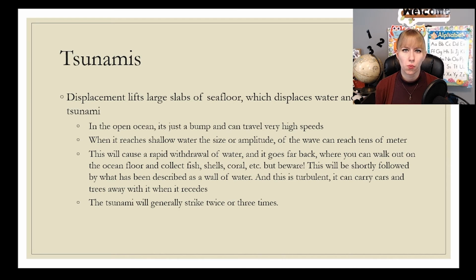But once we reach shallow water, where the size or amplitude of the wave can reach tens of meters in depth, it will cause a rapid withdrawal of water going pretty far back. And it almost looks like you can walk out into the ocean. It looks really cool. You can go and collect fish, shells, coral, etc. But beware! This will shortly be followed by what seems to be described as a wall of water. And this is turbulent. It can carry cars, it can carry trees, it will cause buildings to collapse, and it will pull things away with it when it recedes. A tsunami will generally strike 2 or 3 times, causing massive amounts of damage.